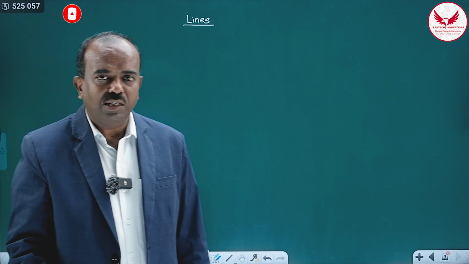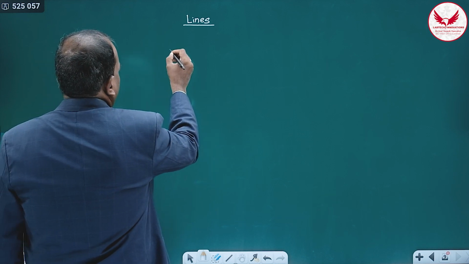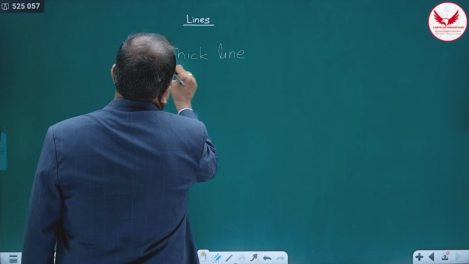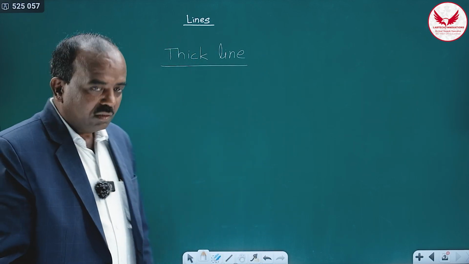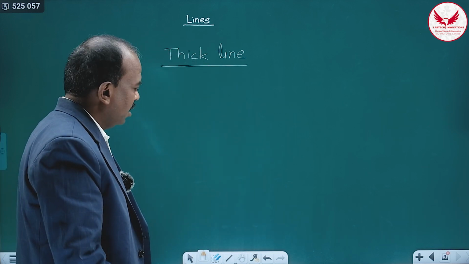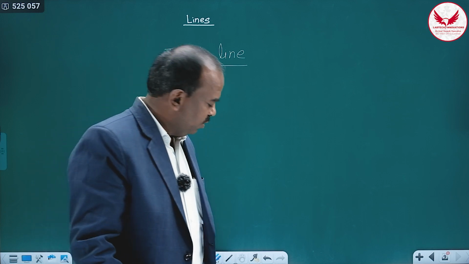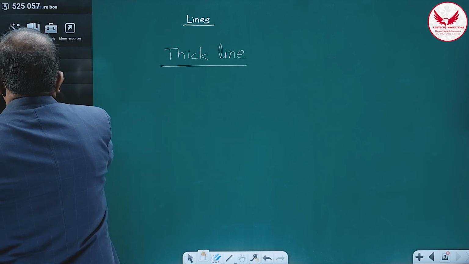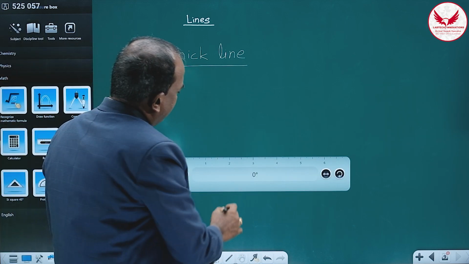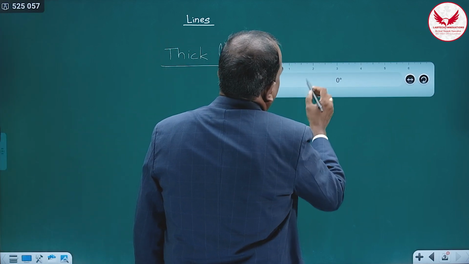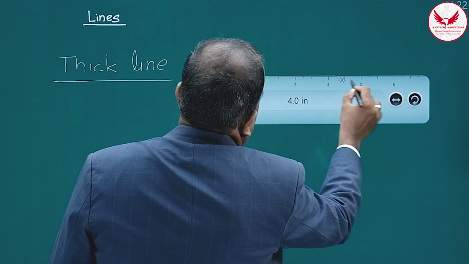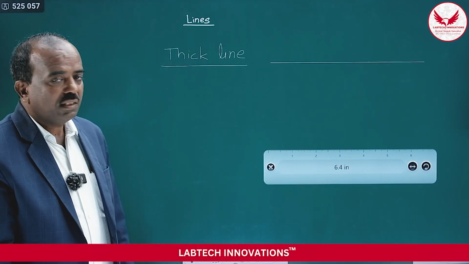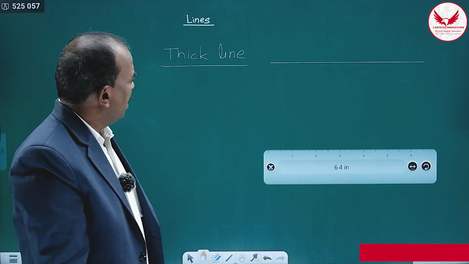So in that, the very first line is the thick line. Name is thick, but don't draw or show its thickness more. Its thickness should be less, intensity should be more. And while drawing it, what we have to do? We always have to draw this line with the help of a scale, like this. So its intensity is more, and throughout its length, intensity is the same. That is what is required in case of a proper thick line.